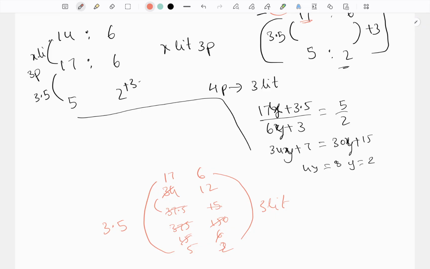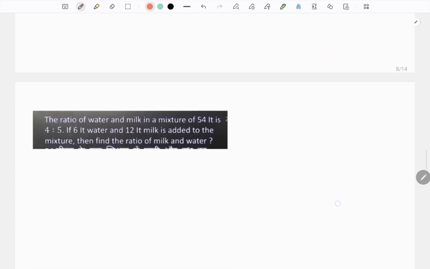So y value means the ratio. y value we found as 2, so that it becomes 34 and 12. So now the previous ratio, the initial, is 14 is to 6, then it becomes 17 is to 6. So these three parts into 2 must be 6 liters. So x is equal to what? 6 liters. These kind of tricky questions, we need to face them.